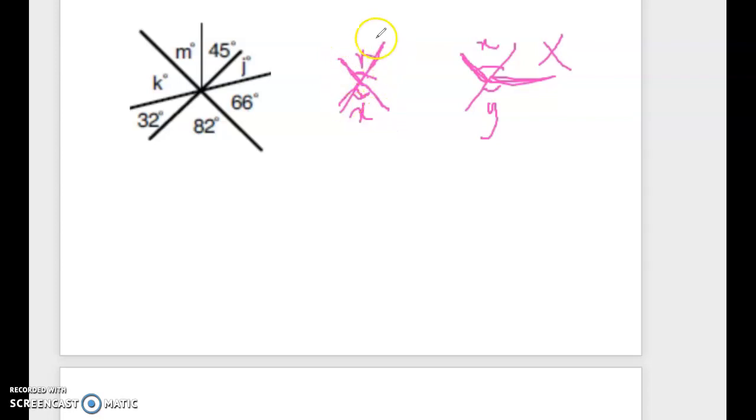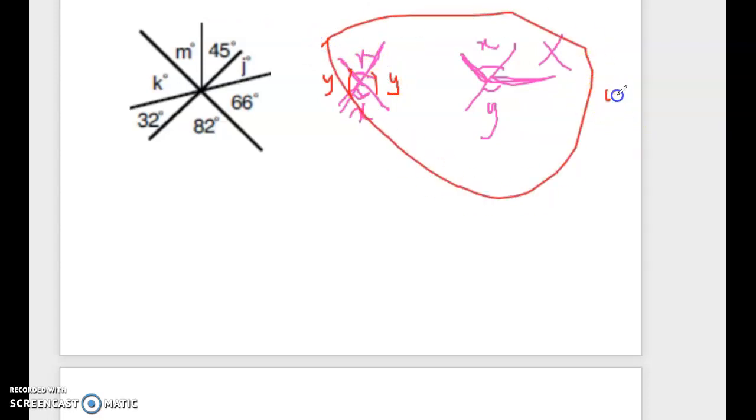But these are straight lines crossing each other. Therefore, these two angles are equal. Also this angle will be equal. Okay? Because they are forming under a straight line. I hope this one is very clear now.